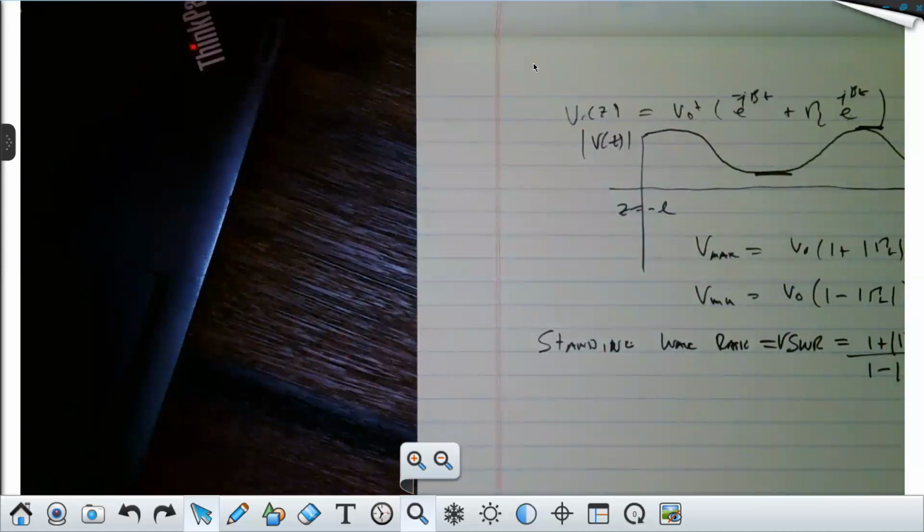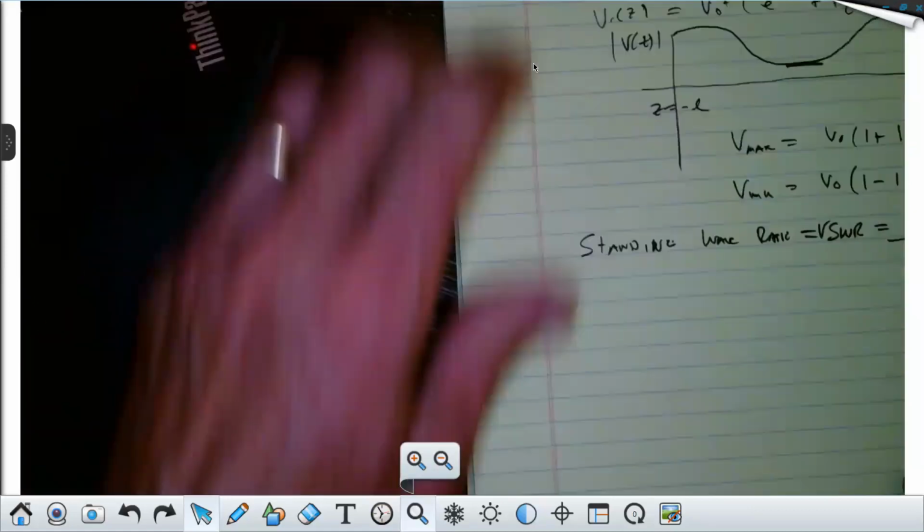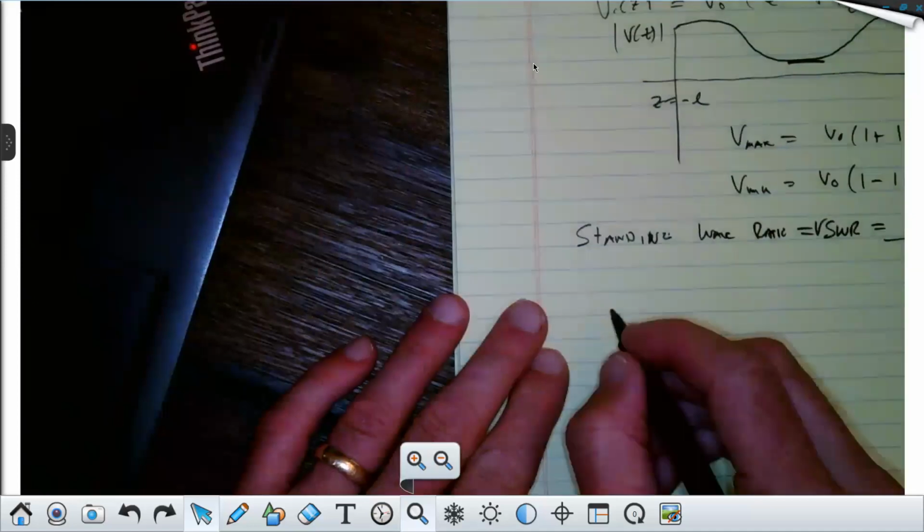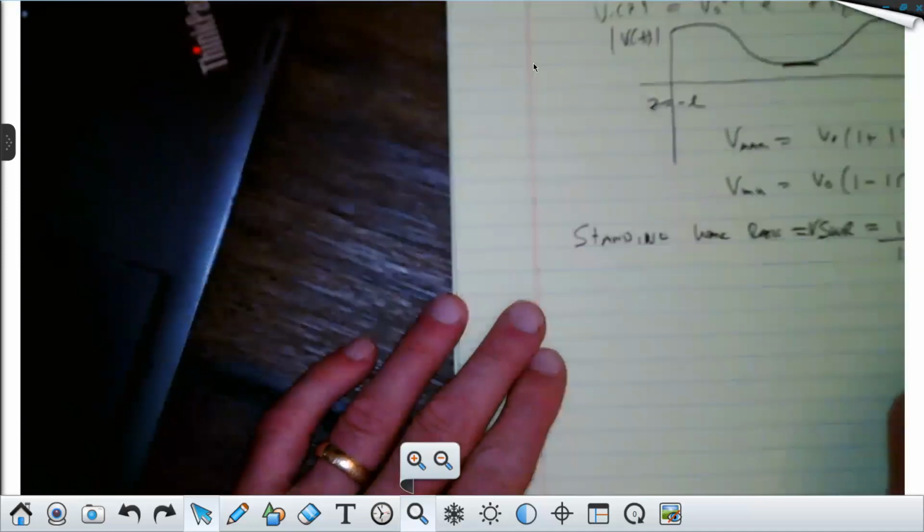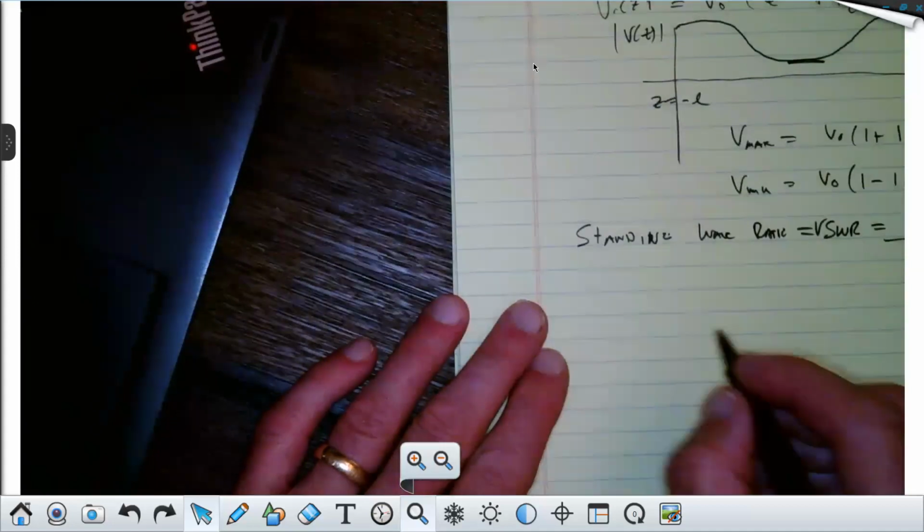Okay, I want to finish up this thought because it's a good one. It's important. Now, if we look at the VSWR of that, it's 1 plus gamma L over 1 minus gamma L, when you have a matched load.